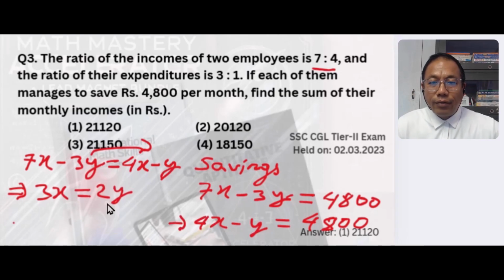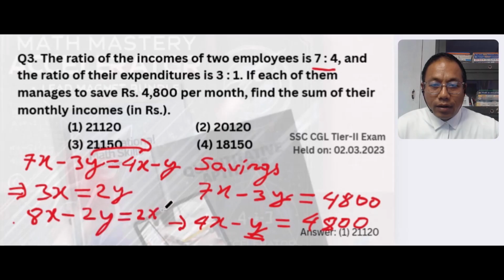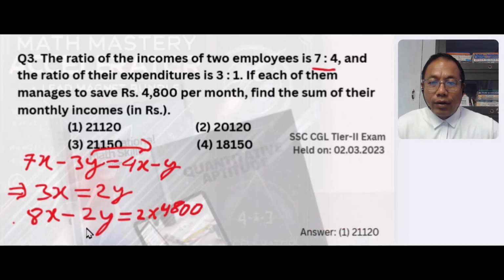we have 2y. To get 2y here, we have to multiply this equation by 2. We have 8x minus 2y equal to 2 times of 4800. That's still the right hand side. Substitute the value of 2y here. 2y is 3x. 8x minus 3x, 5x.